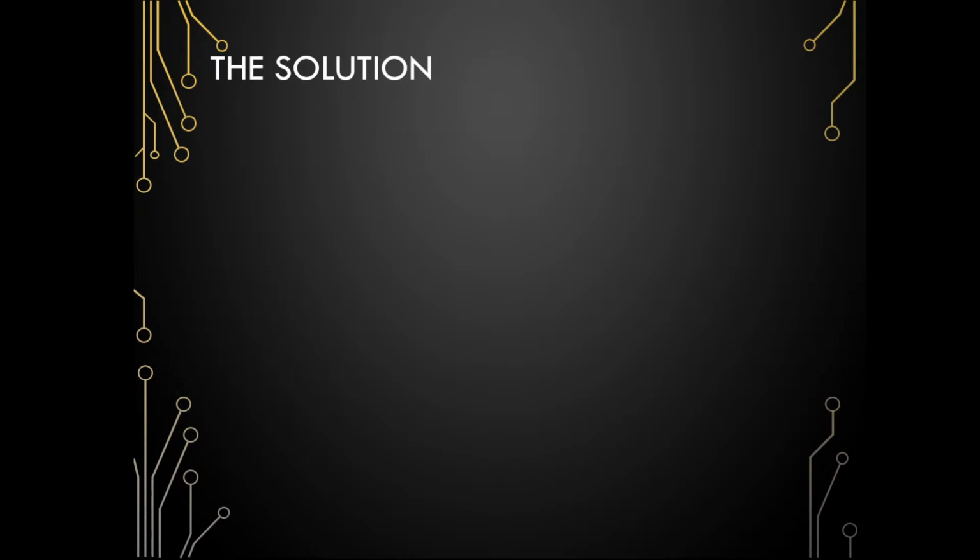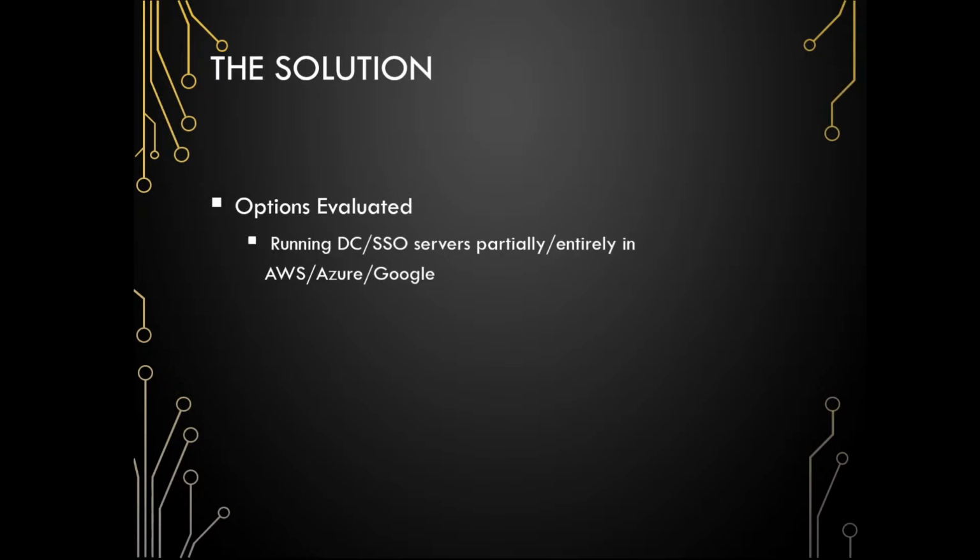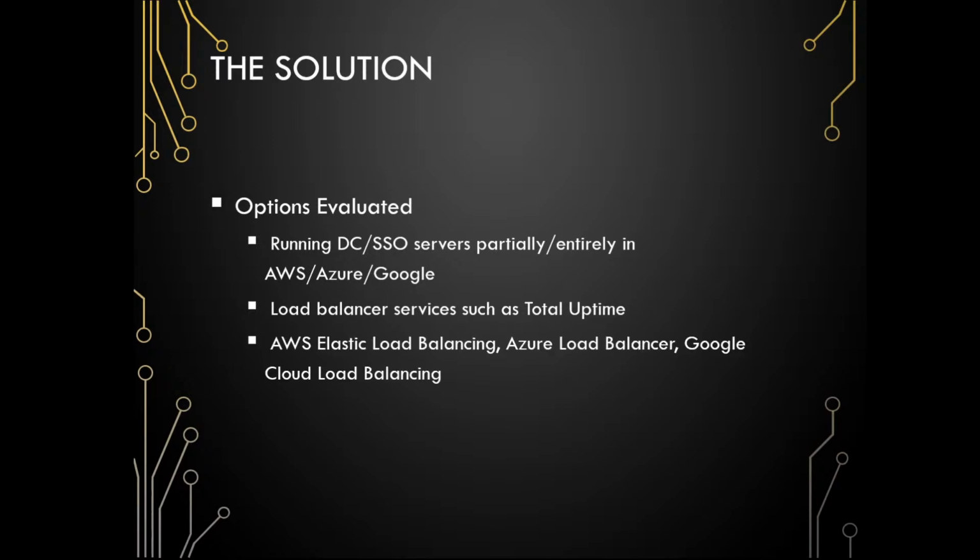As I mentioned before, we evaluated a number of different options, including running our own domain controllers and authentication servers either partially or entirely in the cloud, load balancer services such as Total Uptime among others, and cloud load balancer options such as AWS Elastic Load Balancing, Azure Load Balancer, and Google Cloud Load Balancing. In addition to the fact that not all of these options even had the ability to do hybrid load balancing, that is, balance between both the cloud and on-premise, there were also licensing issues for Windows licenses. At the time of our evaluation, only Azure allowed us to bring our own licenses, meaning that we would be paying more for licensing to run our servers in either AWS or Google Cloud.